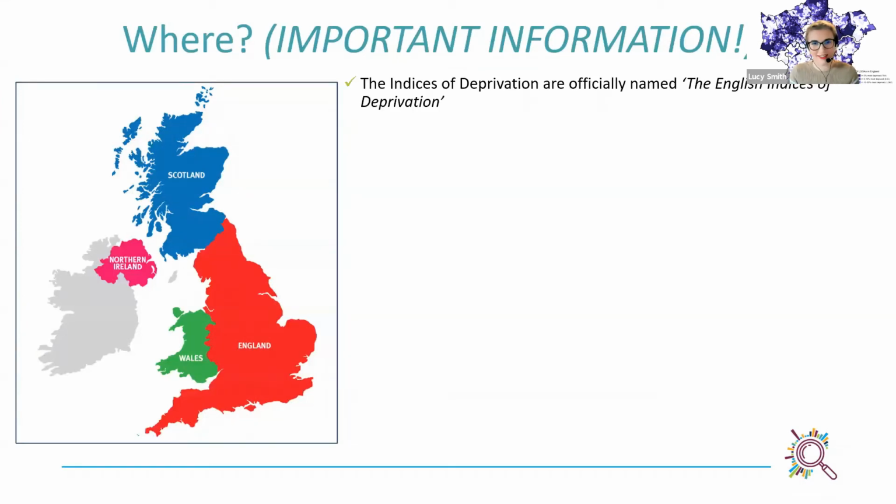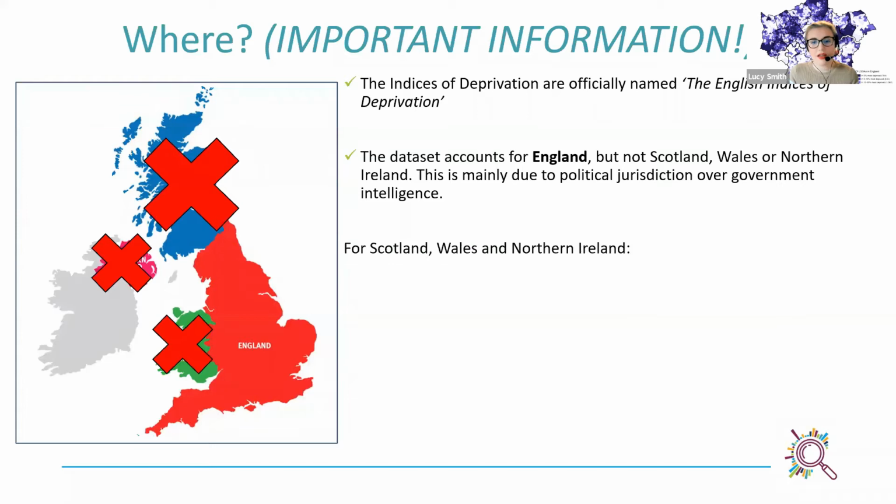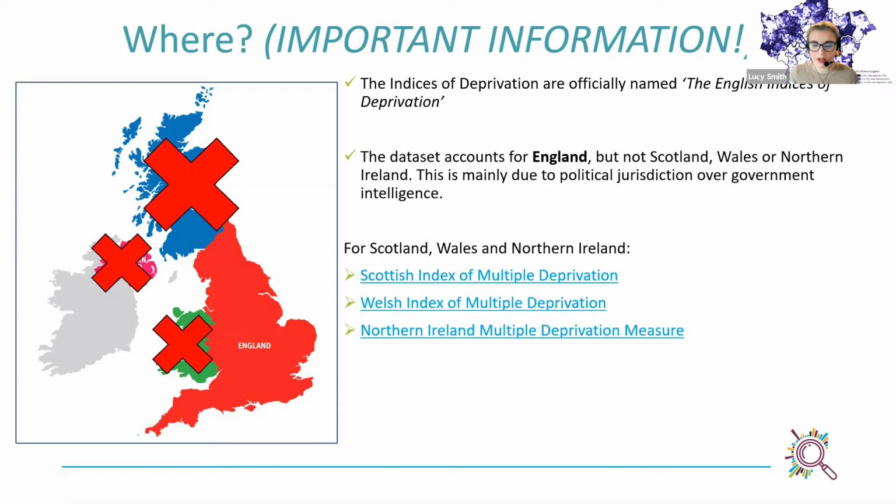I won't go into details as to why, but the indices of deprivation are officially named the English indices of deprivation. The reason for that is because the data set accounts for England only. So some ONS data sets account for England and Wales, don't be fooled. This data set only accounts for England. So Scotland, Wales and Northern Ireland aren't covered, and that's mainly due to the political jurisdiction over intelligence. So if you were interested in Scotland, Wales and Northern Ireland indices of deprivation data, they've all got their own.